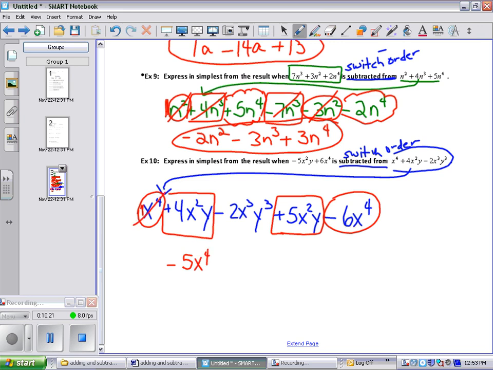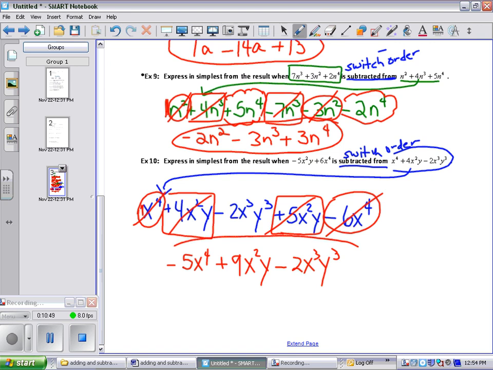Then I can cross those out. Then I have a 4 plus 5, which gives me 9x squared y. Remember, write your variables and your exponents. Can cross that out. And then what's left over? Negative 2x to the third y to the third.